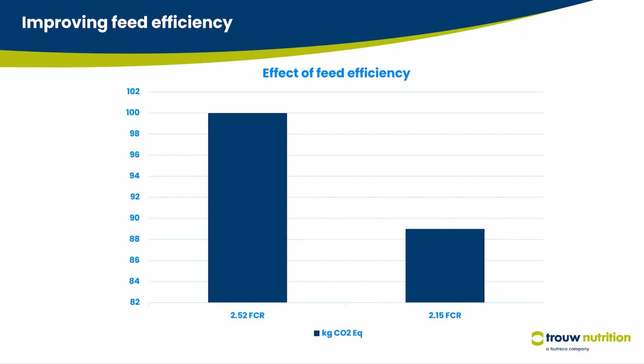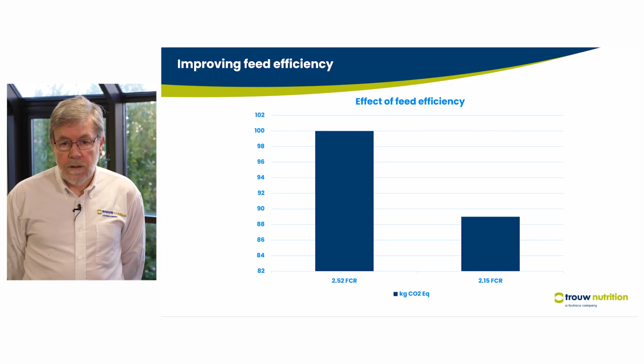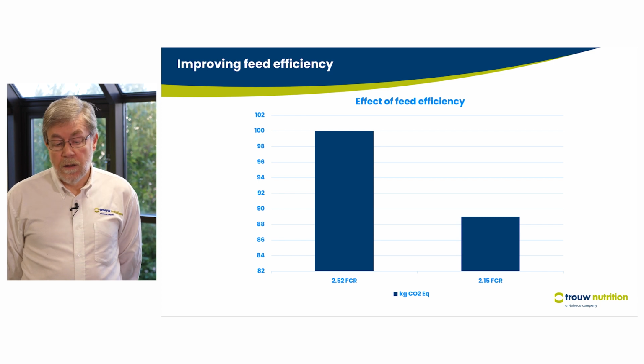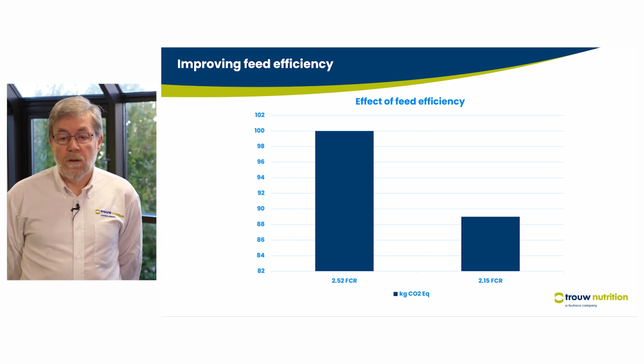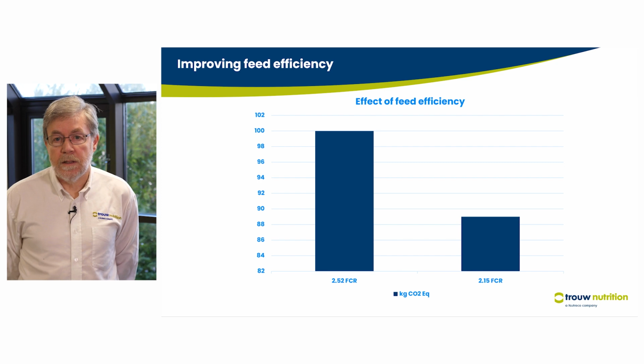I've also modelled the effect of improving the feed conversion ratio over the period from weaning to slaughter. This slide shows the effect of improving the feed conversion ratio from 2.52 to 2.15, and this has the effect of improving the carbon footprint by 11%. This does not include the effect of altering the number of feeds fed or changing the raw materials with regard to land use change. If we combine all of these factors, then we can have an even bigger impact on reducing the carbon footprint of the feed.